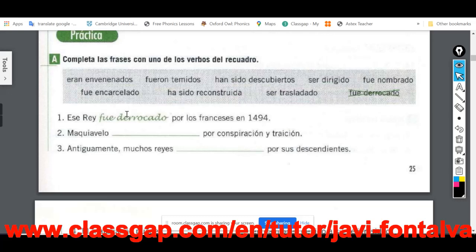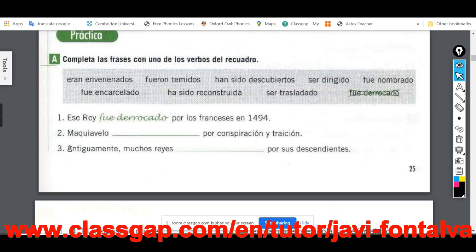Encarcelado, what does it mean? Look inside the word. Can you see something related to prison? Encarcel... Oh, cárcel. Cárcel in Spanish means prison. In English you have the word incarcerated, right? So this is incarcerated. Like he was put into prison for conspiracy. Fue encarcelado. He was put into prison. Literally, he was incarcerated.